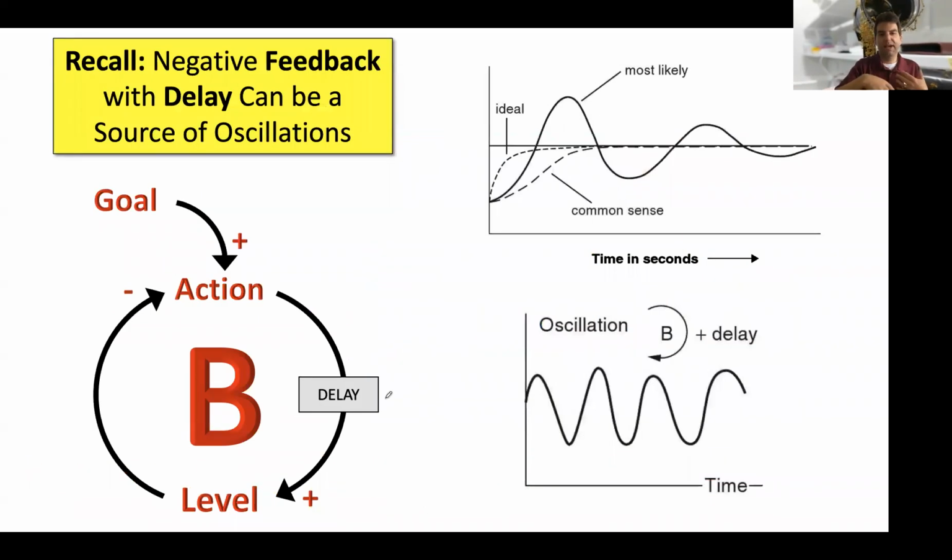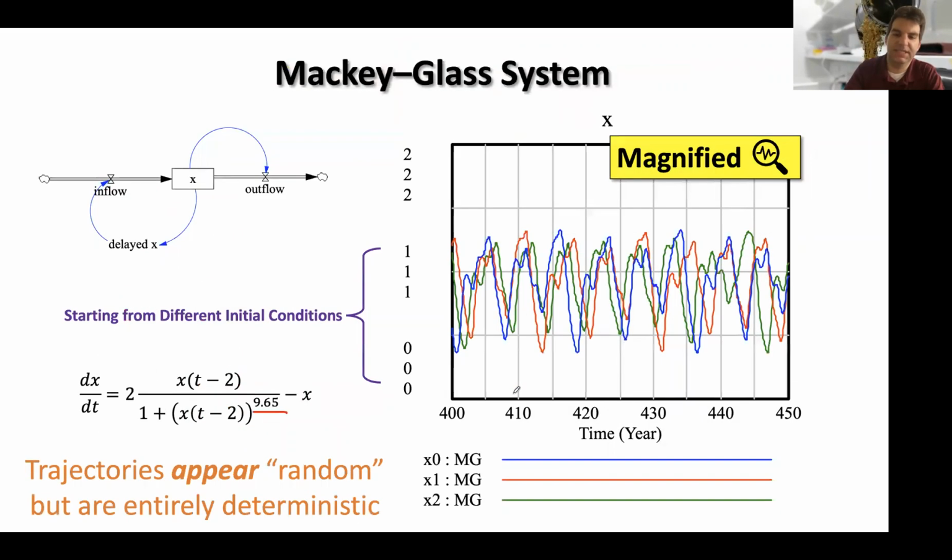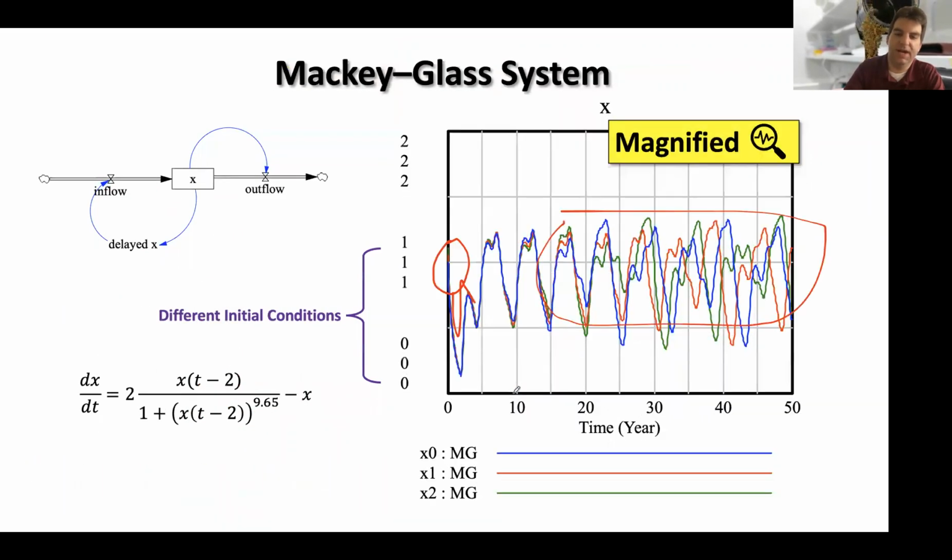If we think back on this idea about delay, we know from earlier in the course that negative feedback with a little delay can actually generate oscillations. And in some cases, that's what we're seeing here. So we see oscillations. We saw an initial rise, and then oscillations.